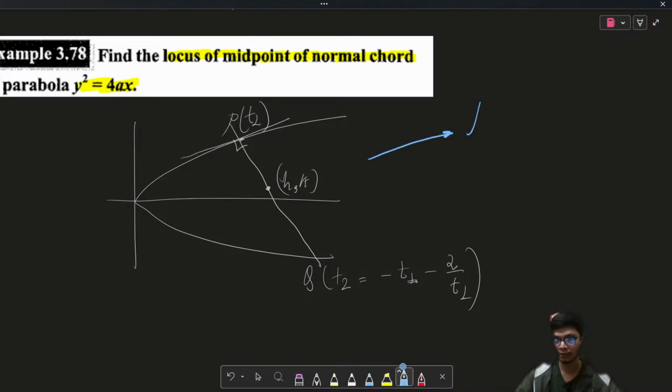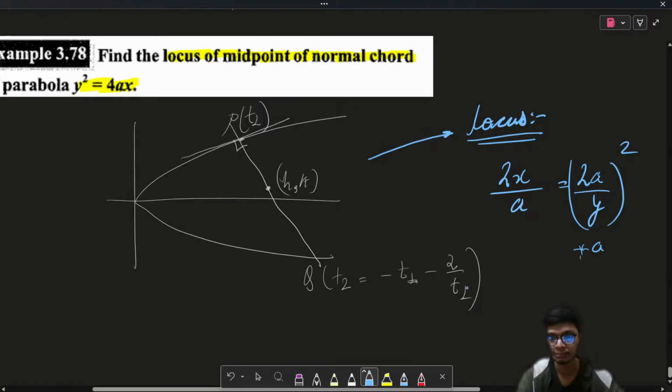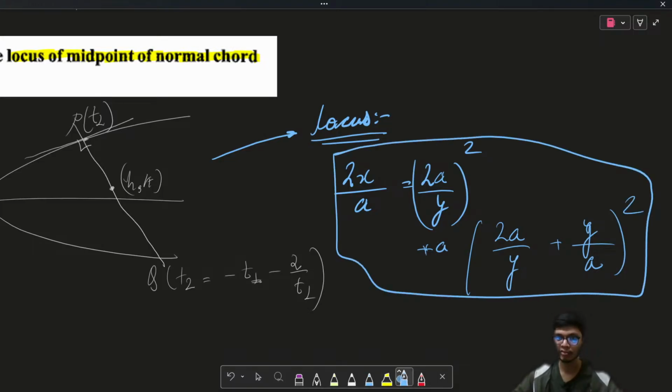The locus which I have got from here, you will be getting something as 2x by a equals 2a by y whole square plus a times, sorry, 2a by y plus y by a whole square. So this is the relation of the locus you will get. So this would be the final answer.